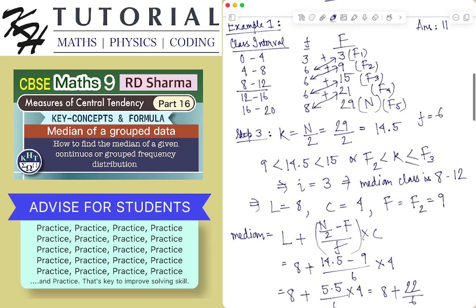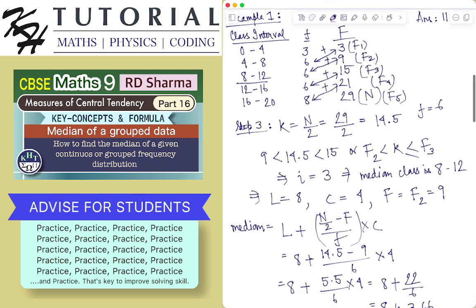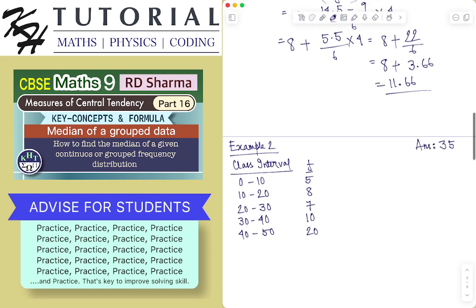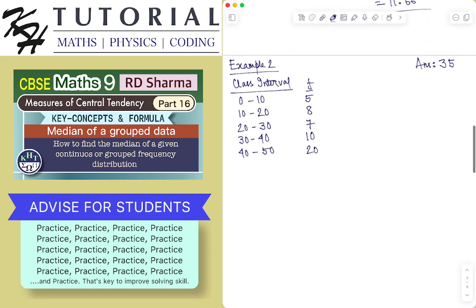In this problem, the class interval was already continuous, that is, in the exclusive form. Let's see the next problem. So again we see the class intervals are in the exclusive form because the upper limit of every class is equal to the lower limit of the next class. Okay, so now let's quickly find the less than cumulative frequency column.